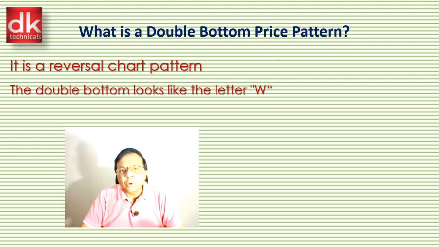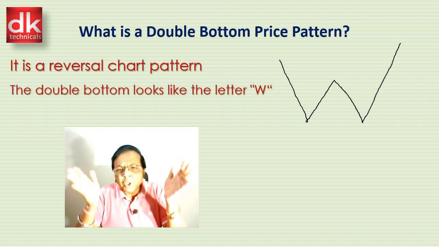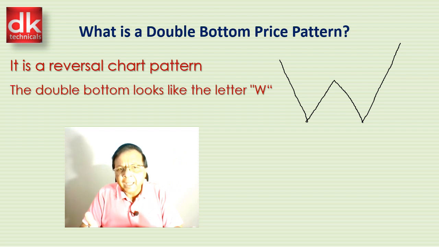See, it was a downtrending move. Then what? Market has given a pullback. Then again it comes back, makes a similar kind of bottom, not similar, nearly similar, and then goes up. So this kind of W-shaped pattern gets formed on the price chart, and hence it is many a times referred to as W pattern.